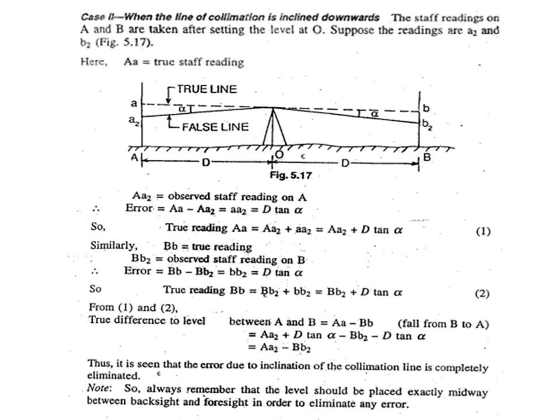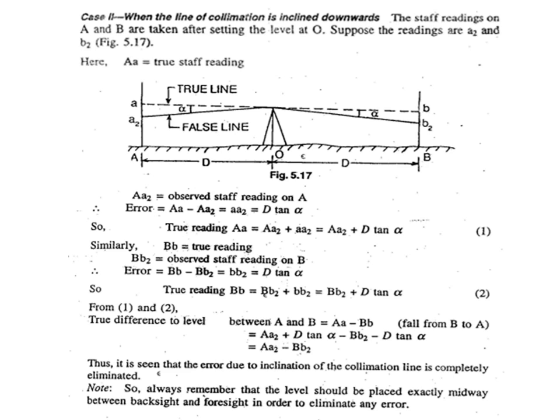Then we will consider case number 2, when the line of collimation is inclined downward. The staff readings on A and B are taken after setting the level at O, as shown in the figure. Suppose the readings are A2 and B2, which are shown in the figure. Let AA be the true staff reading and AA2 the observed staff reading on A. So therefore, error on staff reading at A equals AA minus AA2, equal to d tan alpha. Therefore, true reading AA equals AA2 plus d tan alpha. We can write this as equation 1.